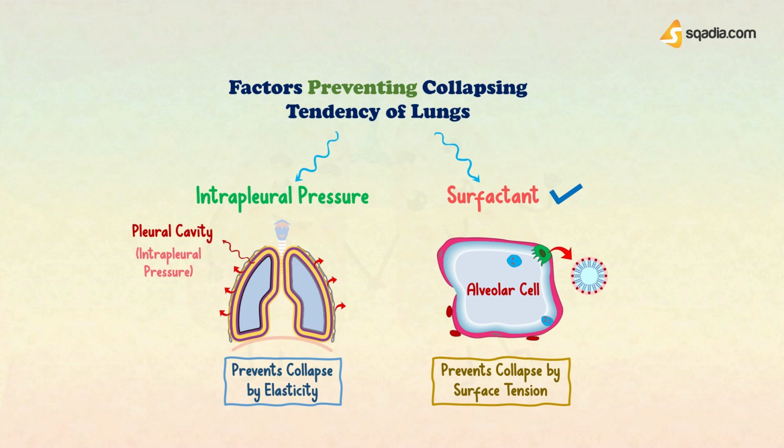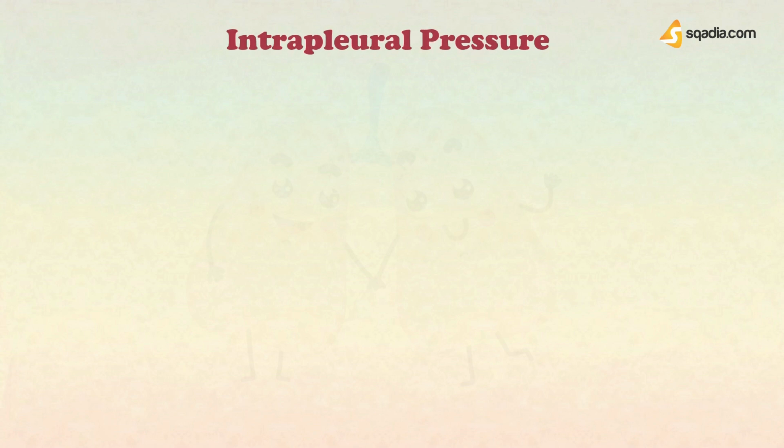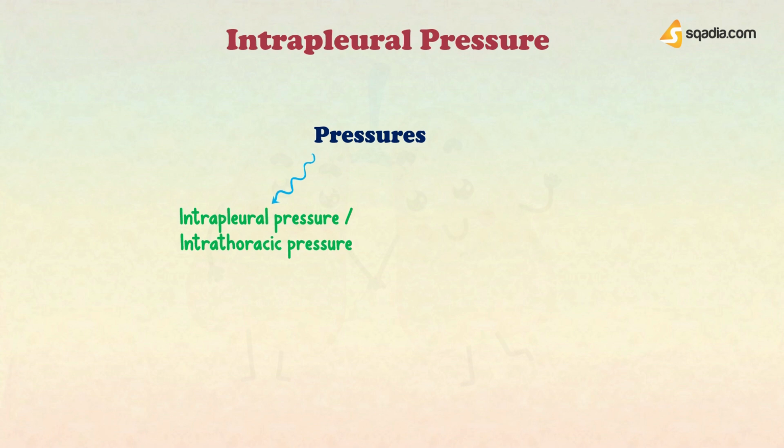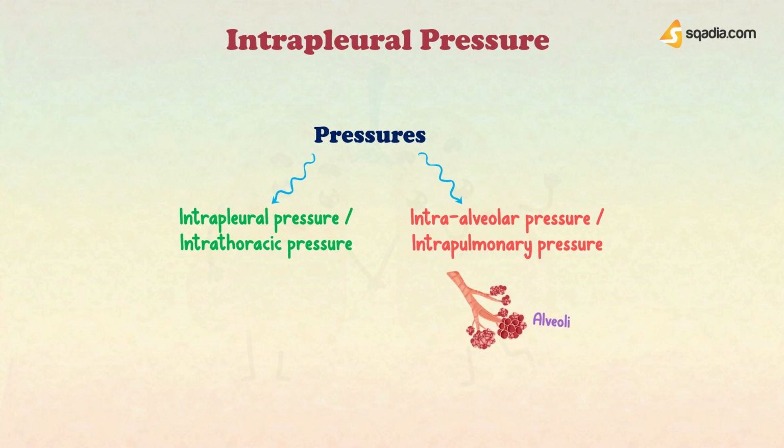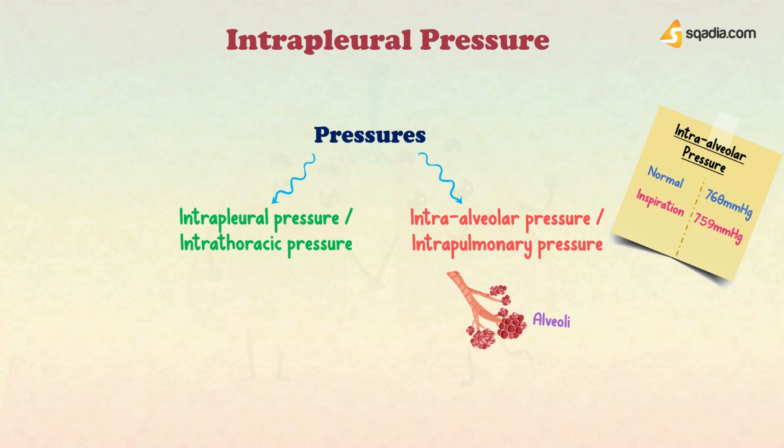Now, moving on to the second factor preventing lung collapse, the intrapleural pressure. Well, there are two types of pressures that are exerted in the thoracic cavity and lungs during the process of respiration: intrapleural pressure or intrathoracic pressure, and intraalveolar pressure or intrapulmonary pressure. Intraalveolar pressure, also known as intrapulmonary pressure, is the pressure existing in the alveoli of the lungs. Normally, intraalveolar pressure is equal to the atmospheric pressure, which is 760 mm of mercury. It becomes negative during inspiration and positive during expiration.